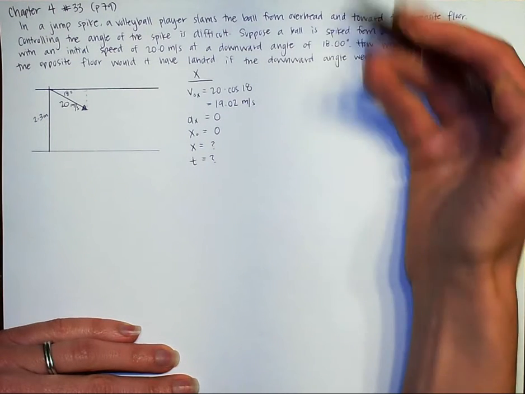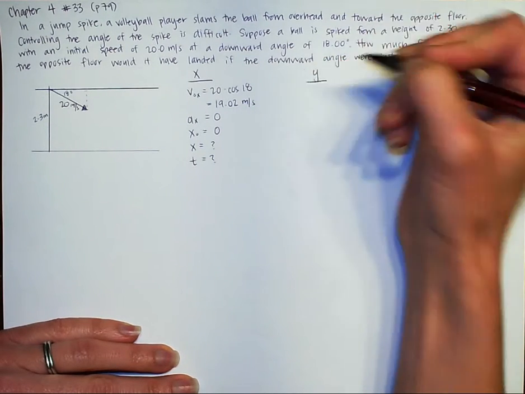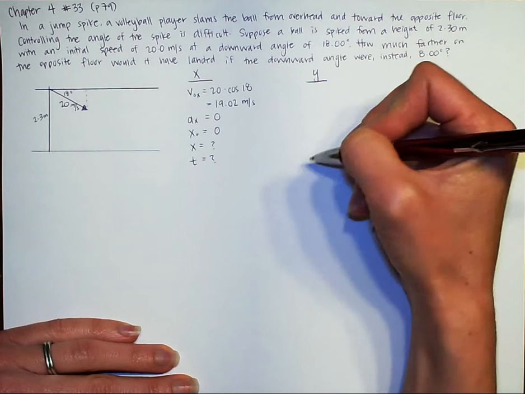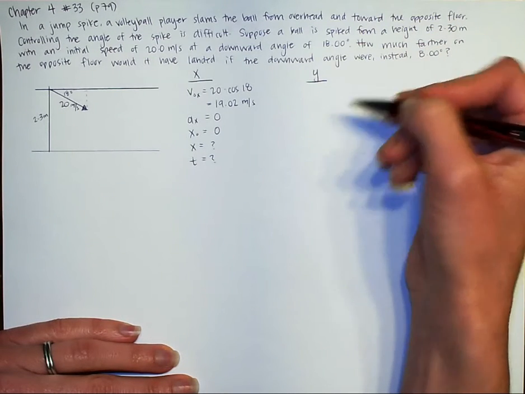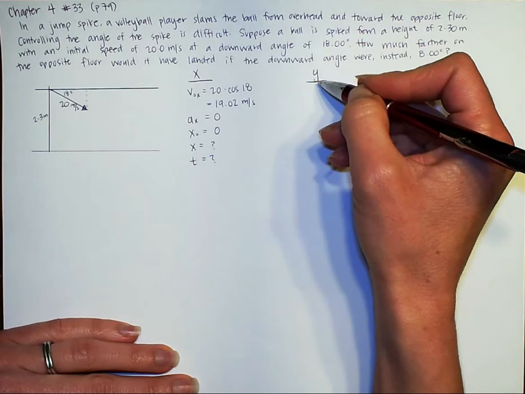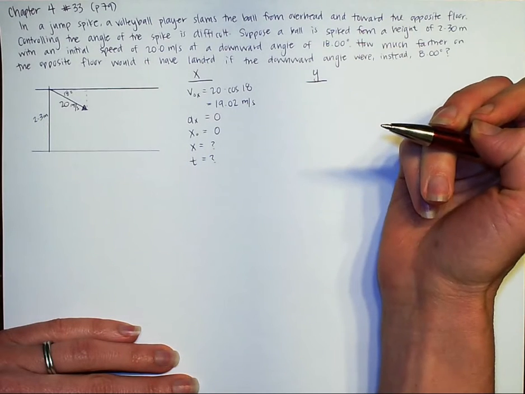Fortunately, though, we do have some information in the y direction, and so hopefully we can use that to find our time. And remember that the time in the y is going to be the same as the time in the x, and so once we get it over here, we'll use it in our x information.